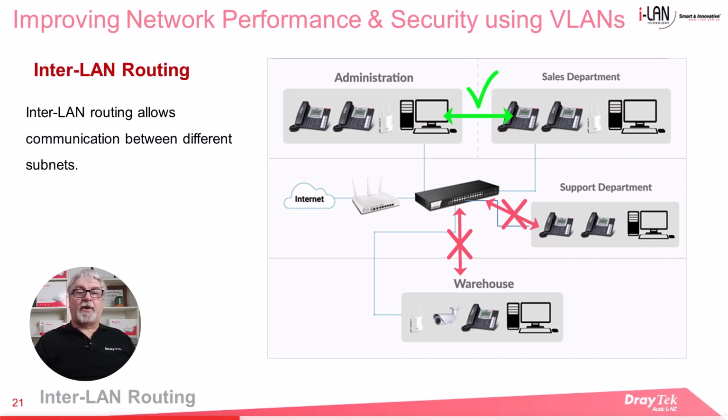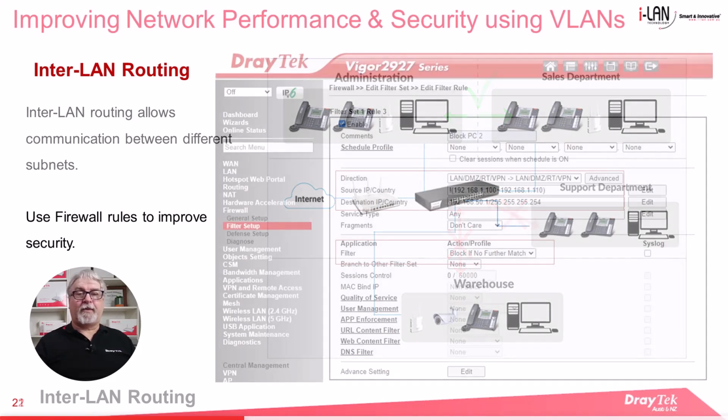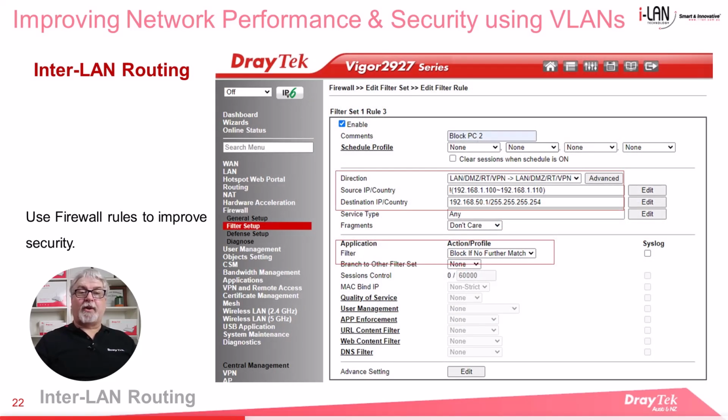In addition, if you want to add extra security between routed VLANs so there's not just blanket access between them, you can use firewall rules to control access to certain devices. For example, you may only want the PCs within the IP address range of 192.168.1.100 to 110 to be permitted to access devices in the other VLAN, which is in the 192.168.50.x subnet. Anything outside of 192.168.1.100 to 110 will not get access.